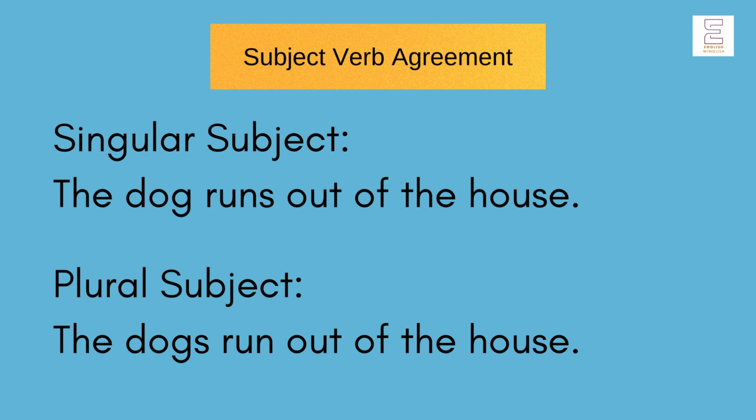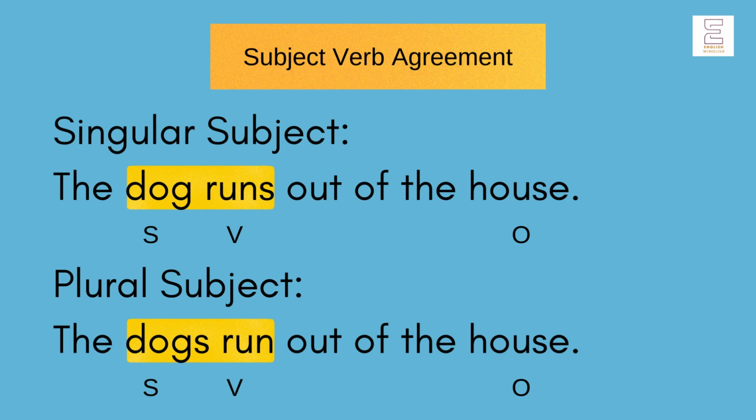We have two sentences. The first one is with a singular subject: The dog runs out of the house. And the second is with a plural subject: The dogs run out of the house. Dog is the subject in the first sentence, it is singular form, and dogs is the subject of the second sentence, it is plural form.